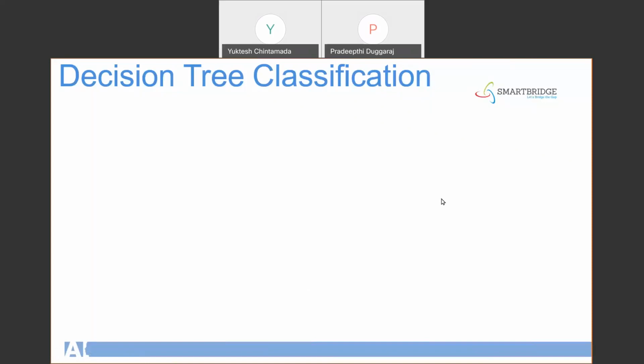So, a warm welcome to all the students to the final workshop. This is the sixth workshop. We have conducted all five workshops in the machine learning workshop series, and this is the sixth one.